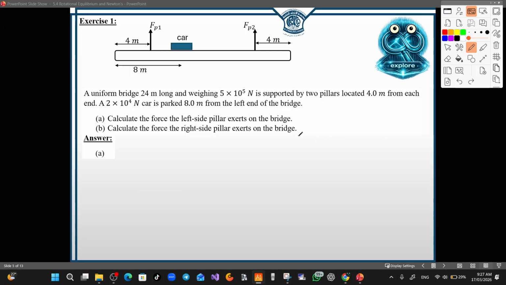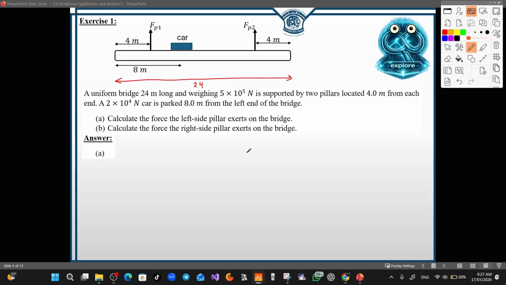Now let's apply the equilibrium conditions to a real system. A uniform bridge, 24 meters long and weighing 5 × 10^5 newtons, is supported by two pillars located 4 meters from each end. So the total length of the bridge is 24 meters. The distance from the first pillar to the end is 4 meters from the left. The distance from the second pillar to the end is 4 meters from the right. A 2 × 10^4 newton car is parked 8 meters from the left end of the bridge. So the distance from the car to the left-hand end is 8 meters.